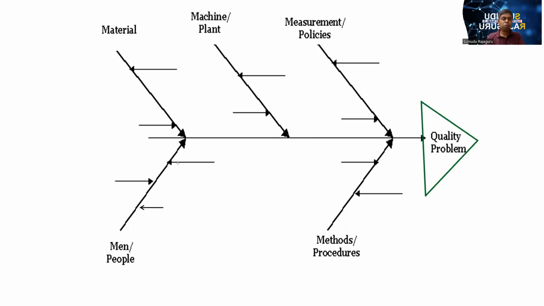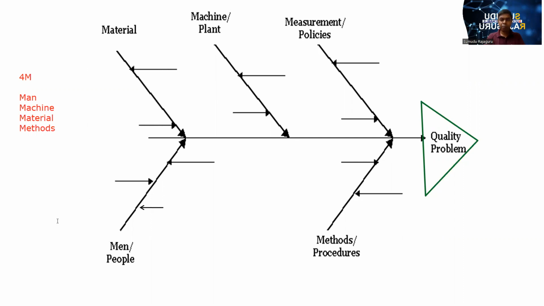Then the axes: you can put any axes, but they should be material, machine, method, and man. That means we have to include the 4M. You know 4M means man, machine, material, methods. Those four axes are a must. Other than that, you can put any other axis. It may be measurement, it may be environment, whatever. So this is the simple fishbone diagram.